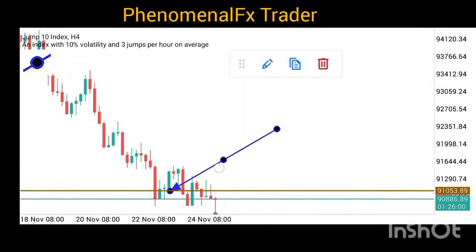As you can see, this is actually a support level. If you understand support and resistance, then you understand the engulfing candlestick strategy. It makes it easier and more profitable for you.